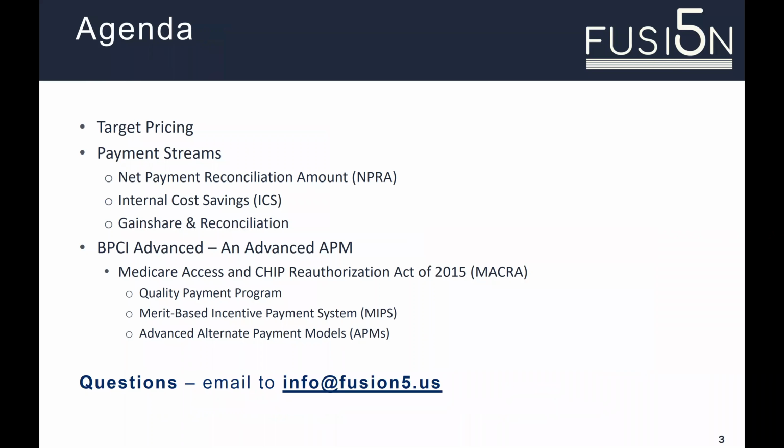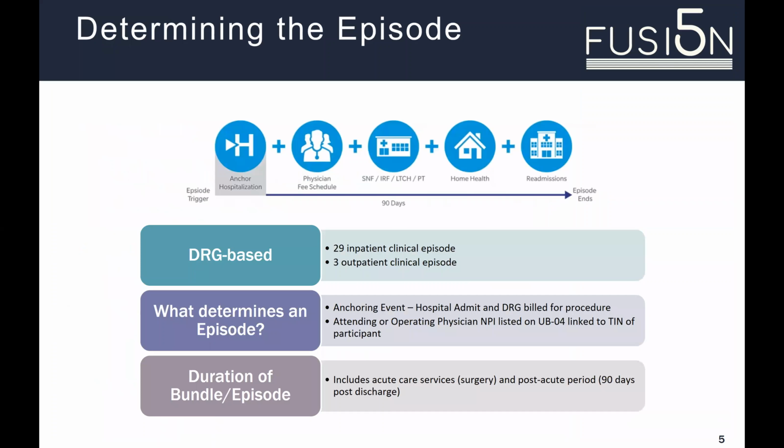So as Jim mentioned, we're going to get into some of the details that I know are of interest to a lot of people wanting to better understand the mechanics of what goes into the target price. How are the payment streams going to flow? How are those funds going to be shared? And then we'll also briefly at the end talk about MACRA and some of the upsides there of being in the advanced alternative payment model. So let's get into target pricing.